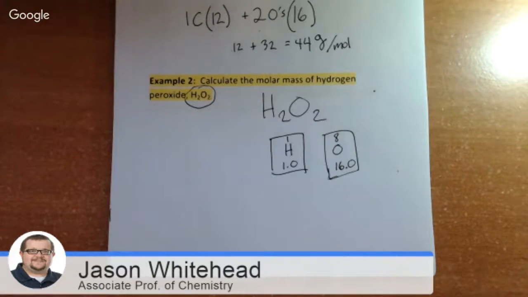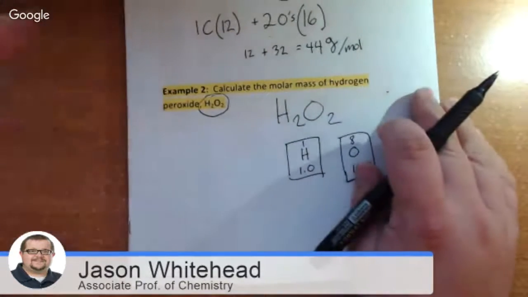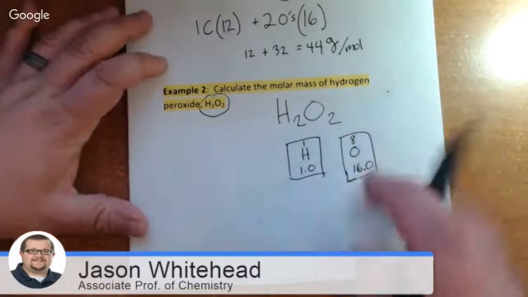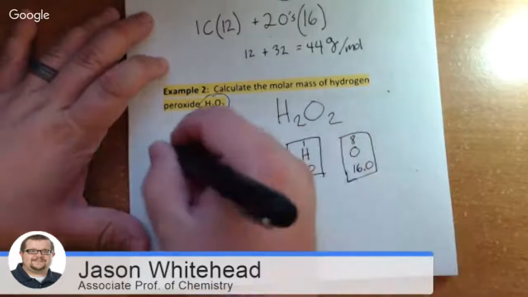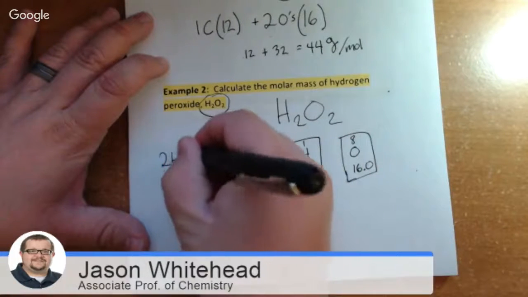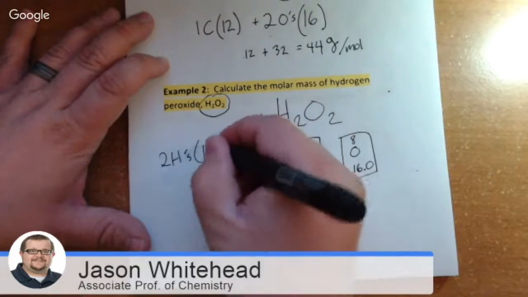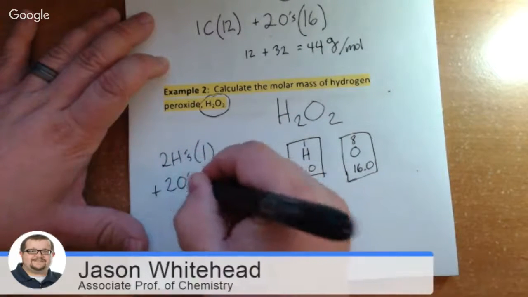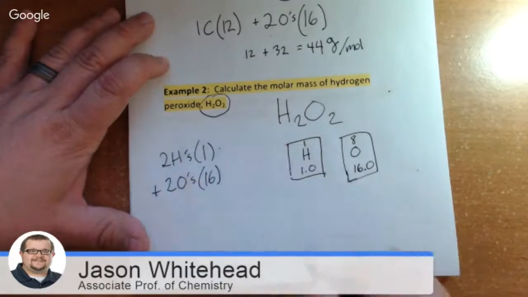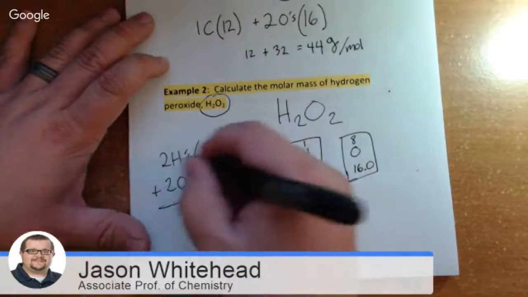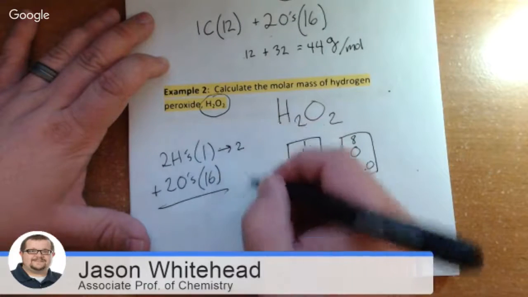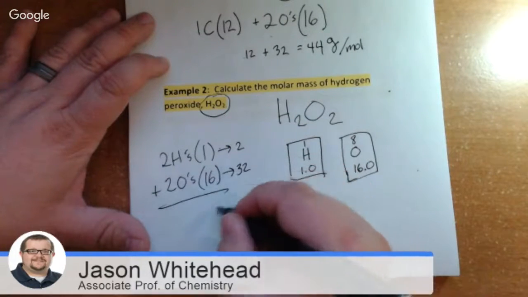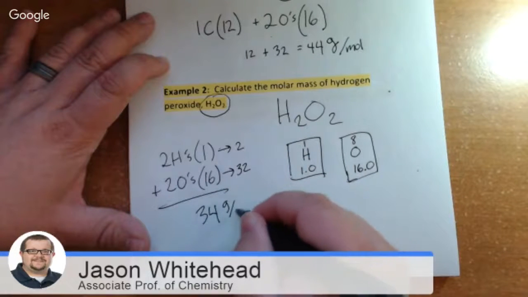Okay, so 34. Just to quickly work it out, we've got 2 H's, and they're 1 apiece. We've got to add to that 2 O's, and those are 16 apiece. So we get 2 times 1, which is 2, plus 2 times 16, which is 32. Add it all up, we get a total of 34 grams per mole.